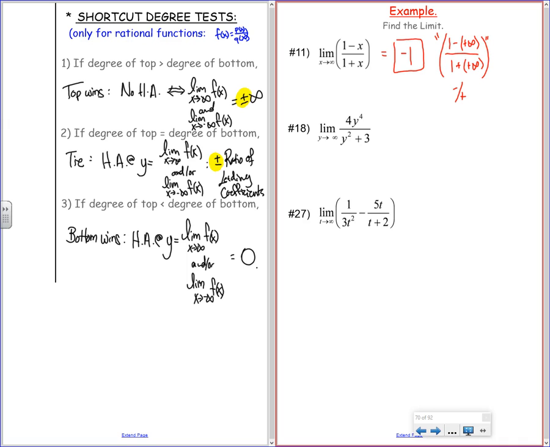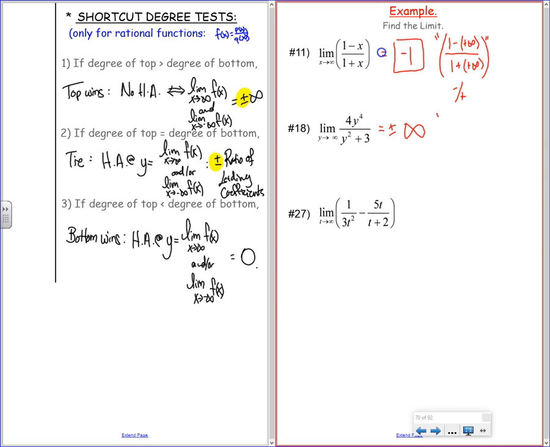What camp? Top wins, bottom wins, tie. Top wins. None. There's an answer. Horizontal asymptotes would be none. But there is an answer. We put an infinity and we put a quick plus or minus to check. It can't be both. It's impossible to be both.